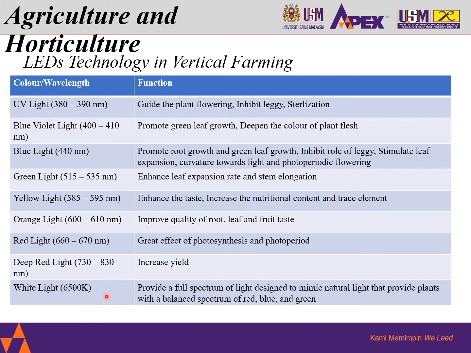White light, 6500K, provides a full spectrum of light designed to mimic the natural light and provides plants with a balanced spectrum of red, blue, and green.